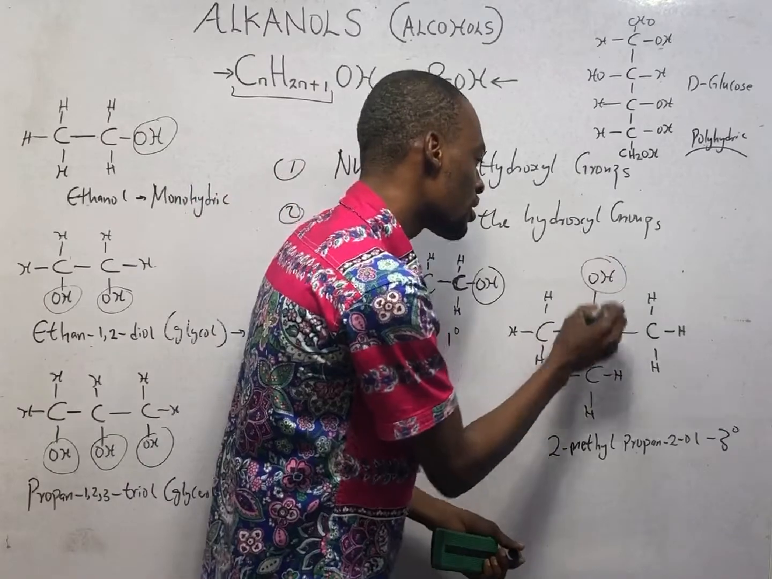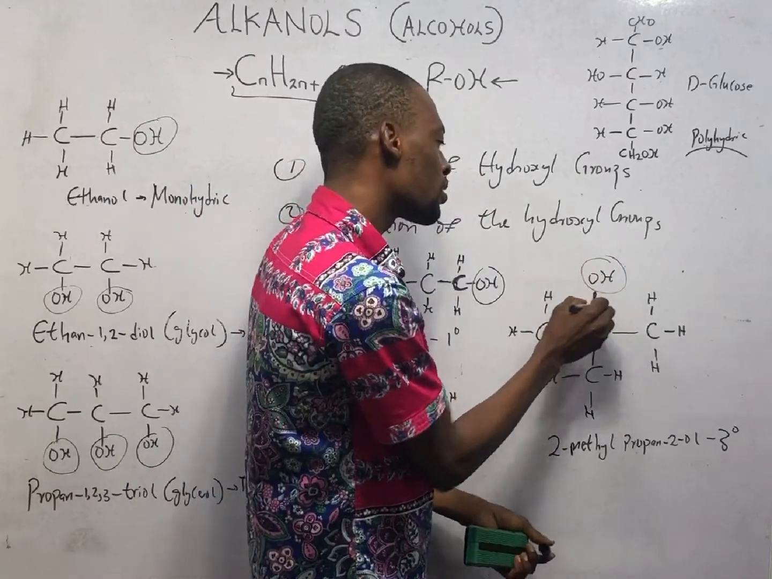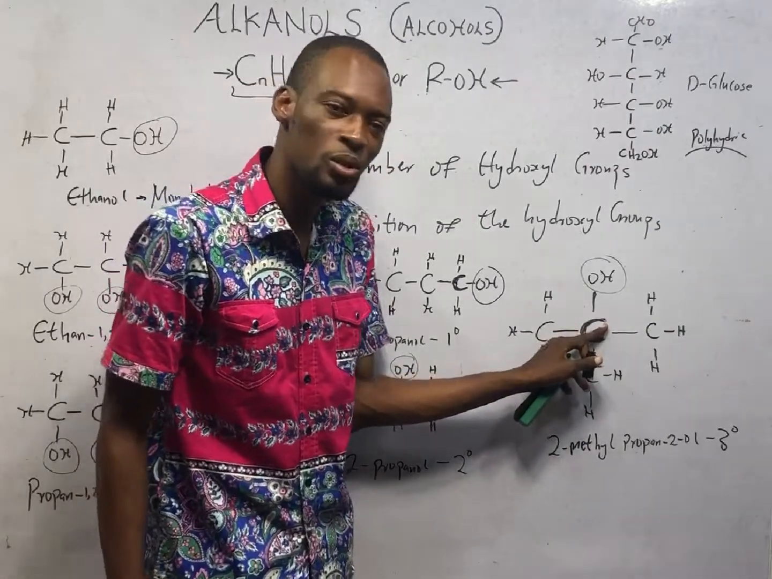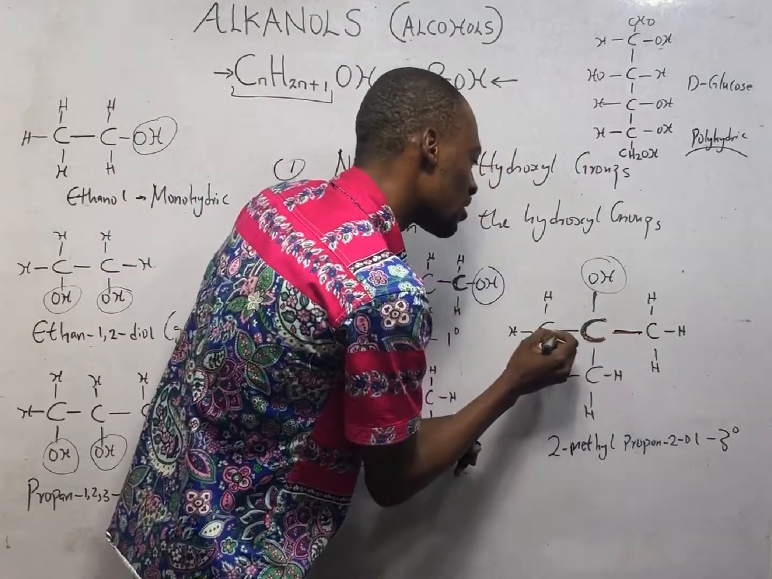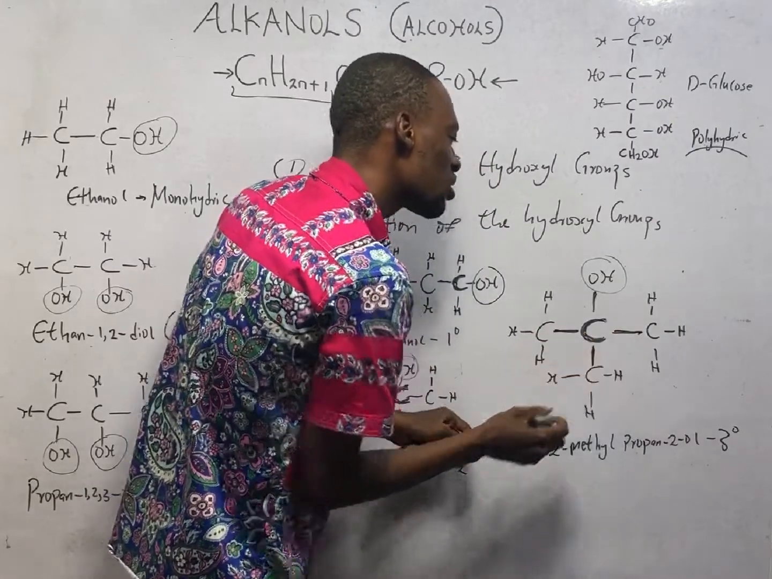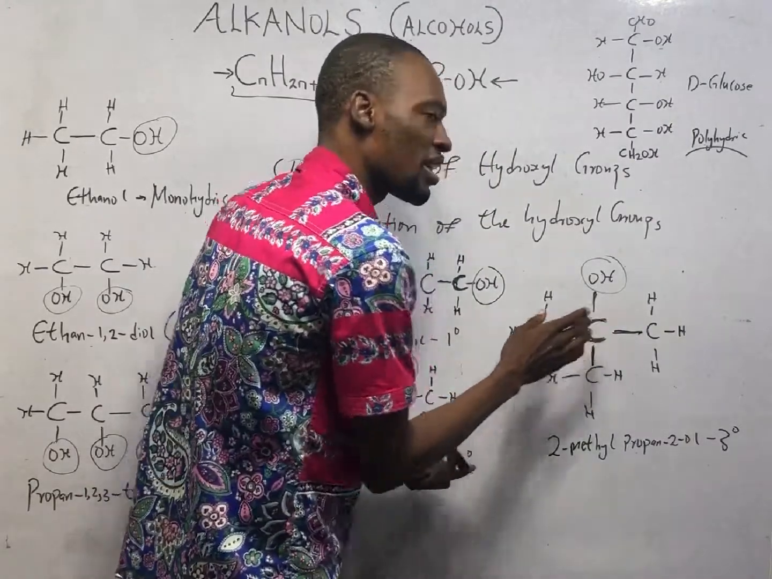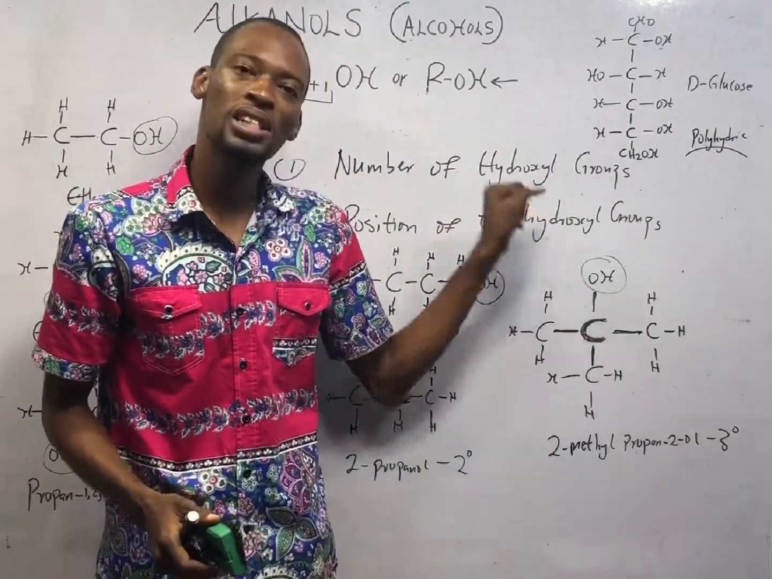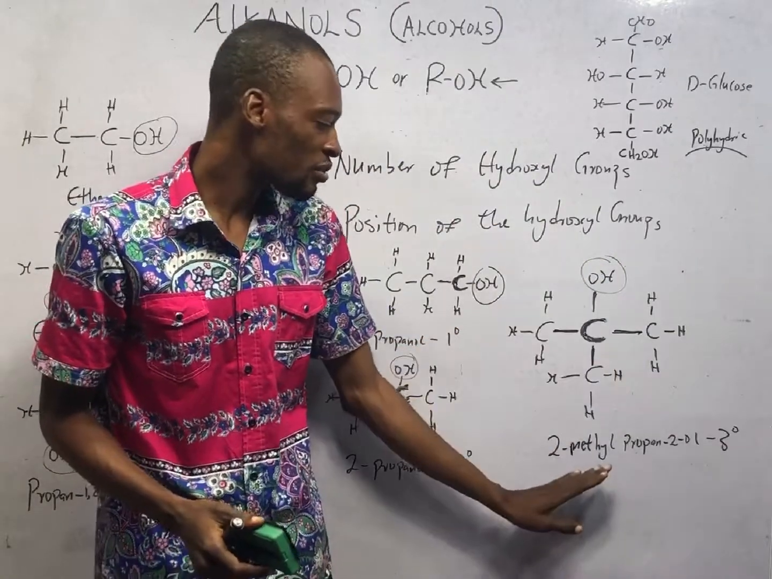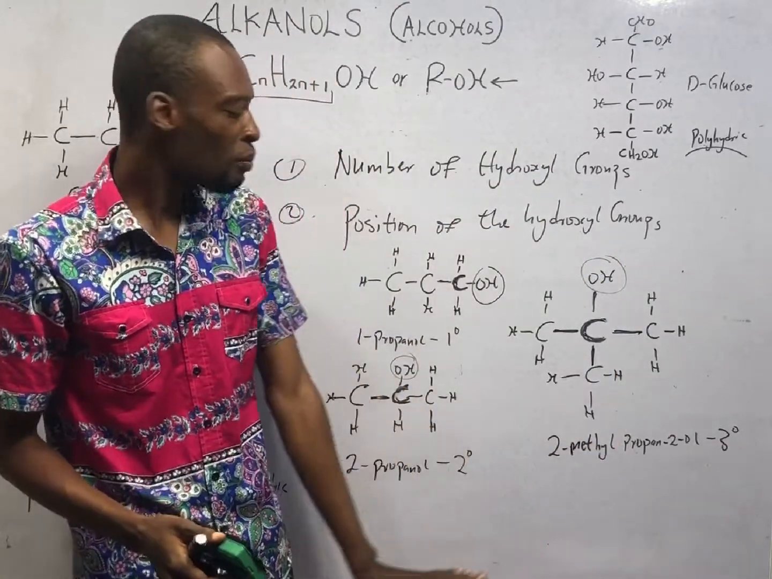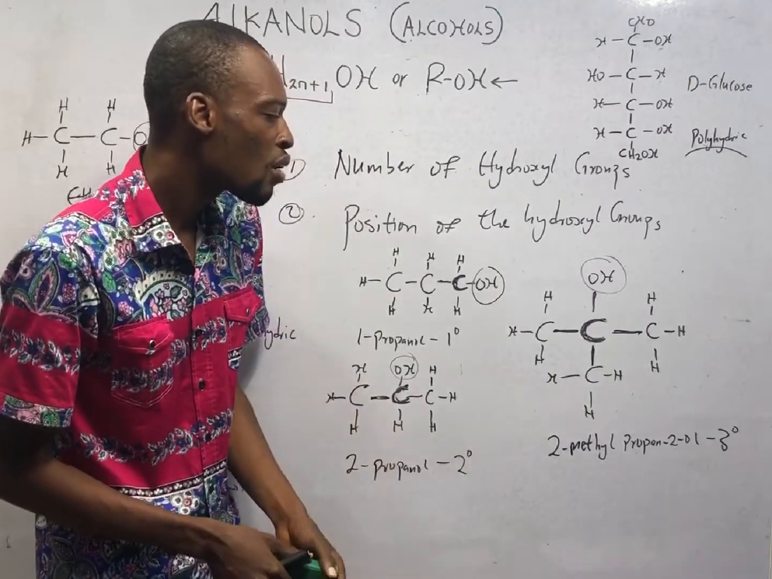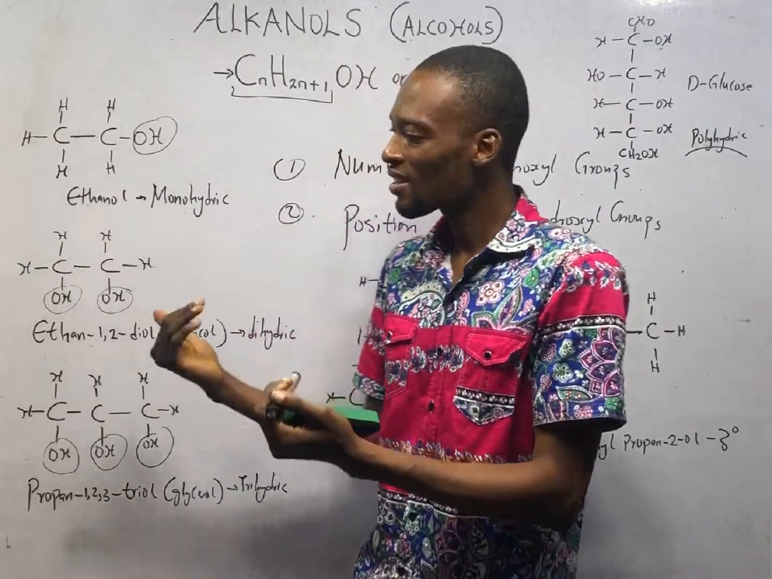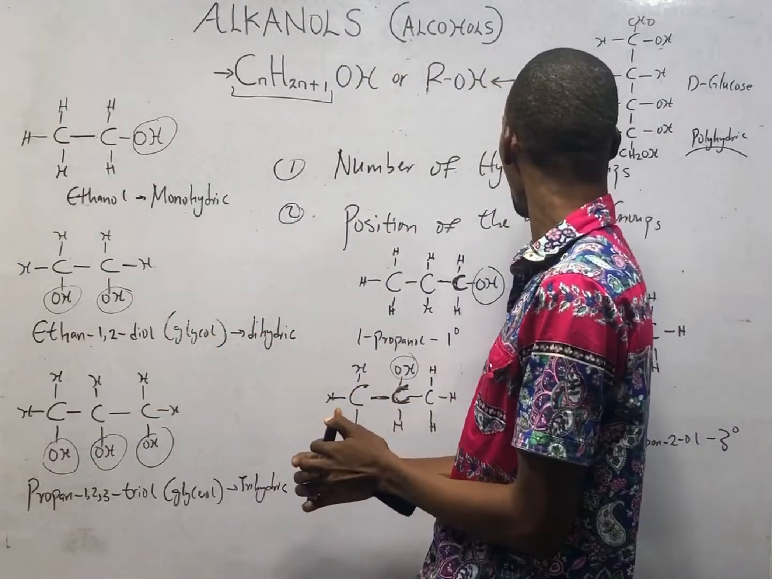Look at tertiary alkanol. This is the hydroxy group. This is the carbon linked to the hydroxy group. Now, how many other carbons are linked to the carbon that is carrying the hydroxy group? This one is linked to it directly, this one is linked to it directly, and this one is linked to it directly. So this is a tertiary carbon. So when three other carbon atoms are directly linked to the carbon carrying the hydroxy group, it is referred to as a tertiary alkanol. An example of a tertiary alkanol is 2-methylpropan-2-ol.